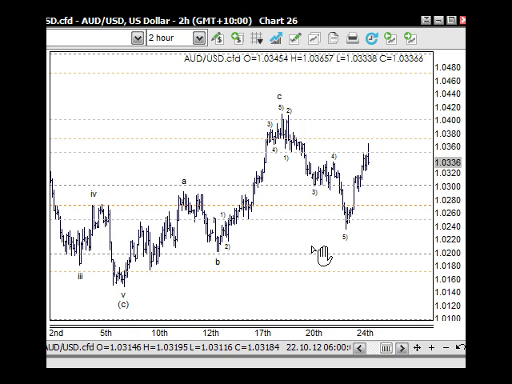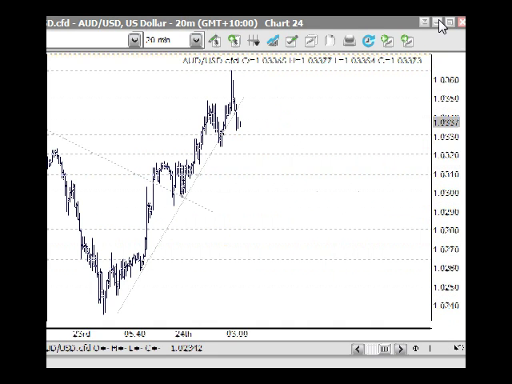So it's made it corrective to this point here, taking that high out there, but not the next degree of structure. So it could still be a positive picture to the upside there. So we'll just see how we go with that. But tracking this 5-wave structure up here would be the important aspect here.